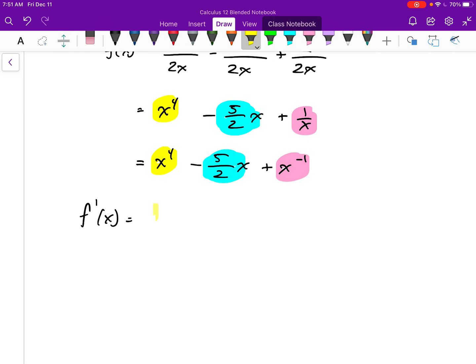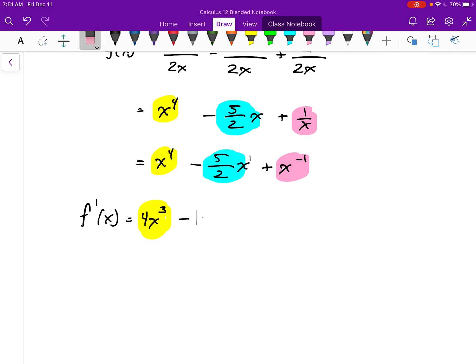So the derivative of x to the power 4: the power becomes a coefficient, and I subtract 1 from the power. That's it. So the derivative of x to the power 4 is 4x cubed. Done. Minus the derivative of 5 over 2x. Well, you can imagine there being a power of 1. So you can imagine I put a little coefficient of 1 right here.